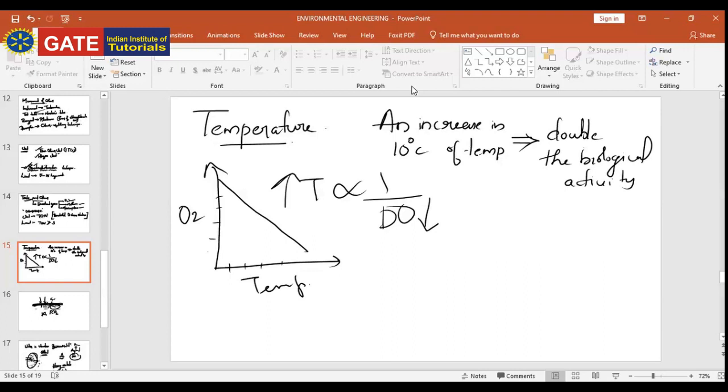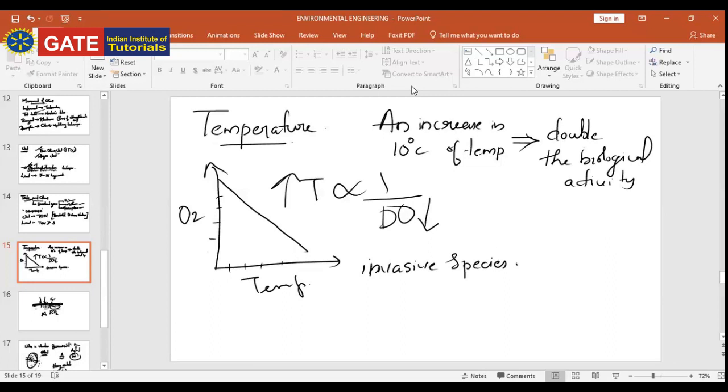Increase in pathogens, microbes, and invasive species. What is it? Invasive species. What is invasive species? Any species that is coming from outside to live inside this particular habitat is called an invasive species.